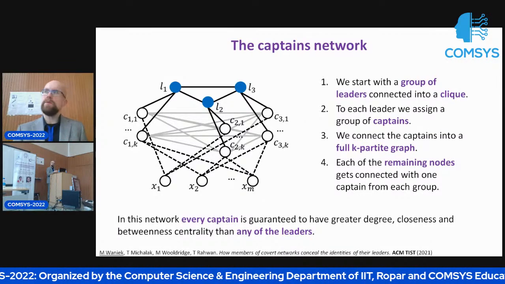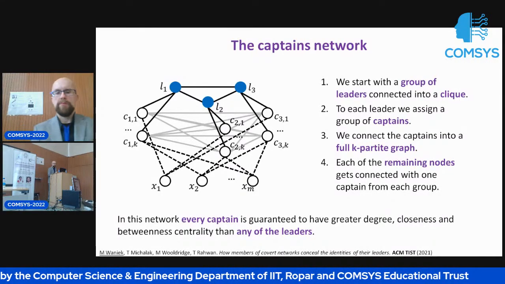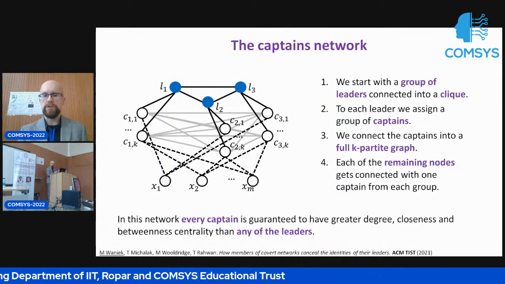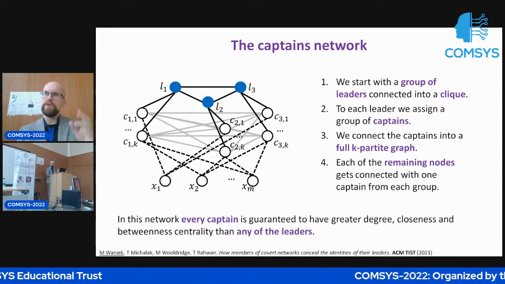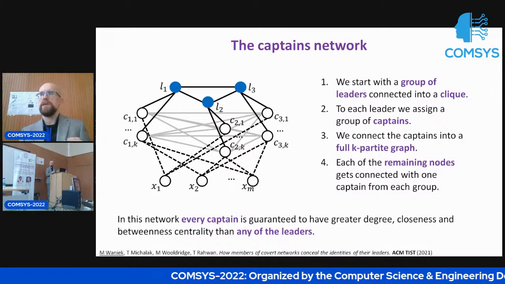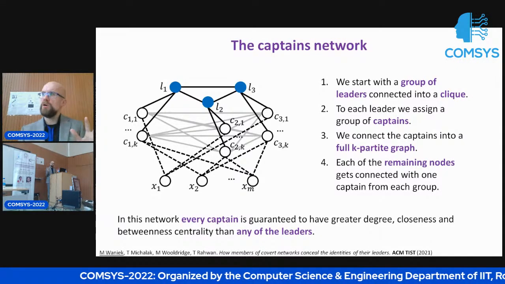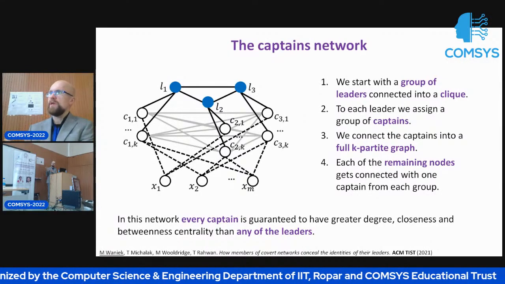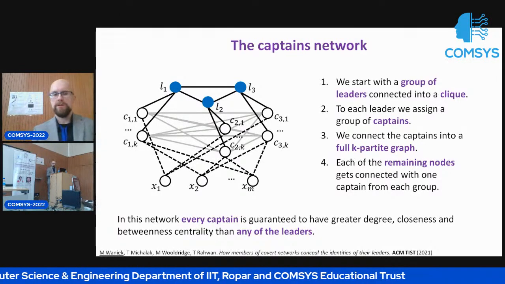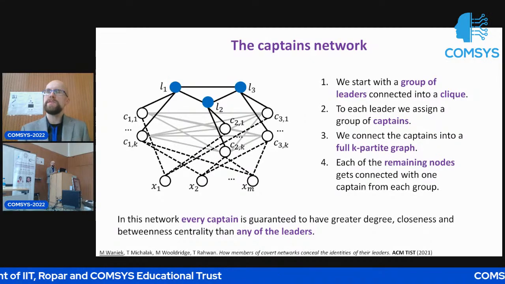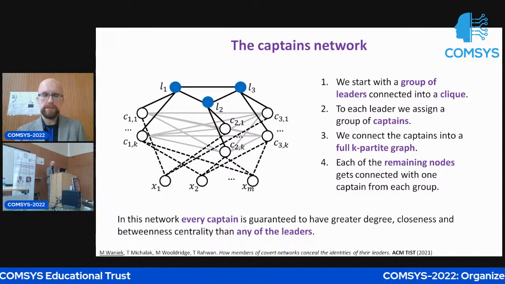Some of them had it, most of them did not, of course. But then we looked at this small subset of networks that had this property, and we tried to notice patterns between them. In most of them, there was a leader who was connected to a small set of captains, and the rest of the network was only connected to this set of captains. So then we tried to formalize it into this type of structure, which is much more ordered. And because of this level of formalism, we were able to prove some hard theoretical results.